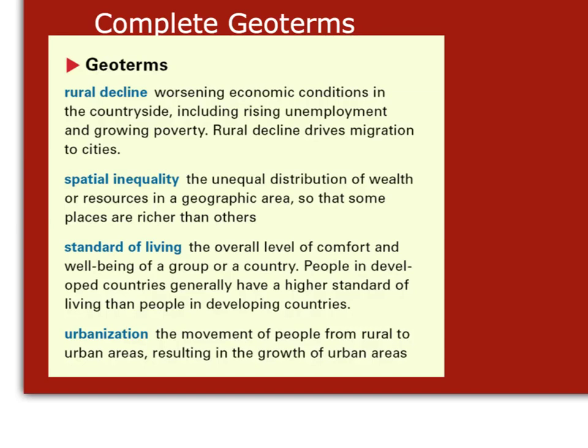Last one is urbanization. This is the movement of people from rural or country, farming, things like that, to urban areas, cities, resulting in the growth of urban areas. Remember, Mexico City is a large city, over 8 million people, as you saw in your mapping lab. So this is a large area where people are now moving to.